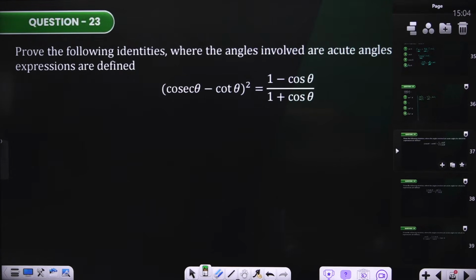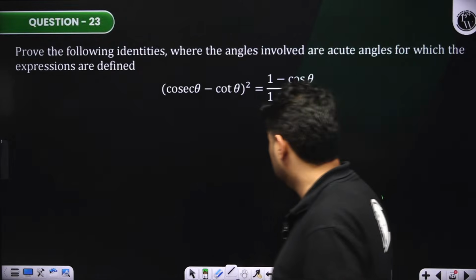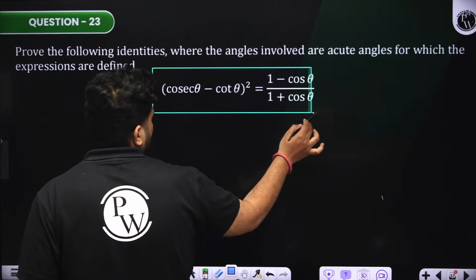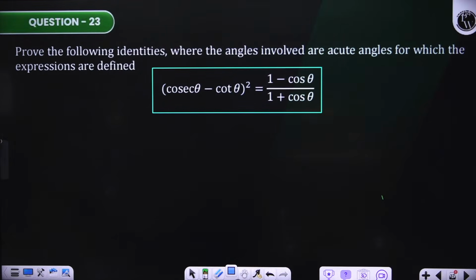Fine. Prove the following identities where the angles involved are acute angles. Either you can take the LHS or the RHS, up to you. Try to do it. I will give 2 minutes for each problem to solve. You can start with LHS or with RHS, whichever you prefer. But try to identify the easier ones.